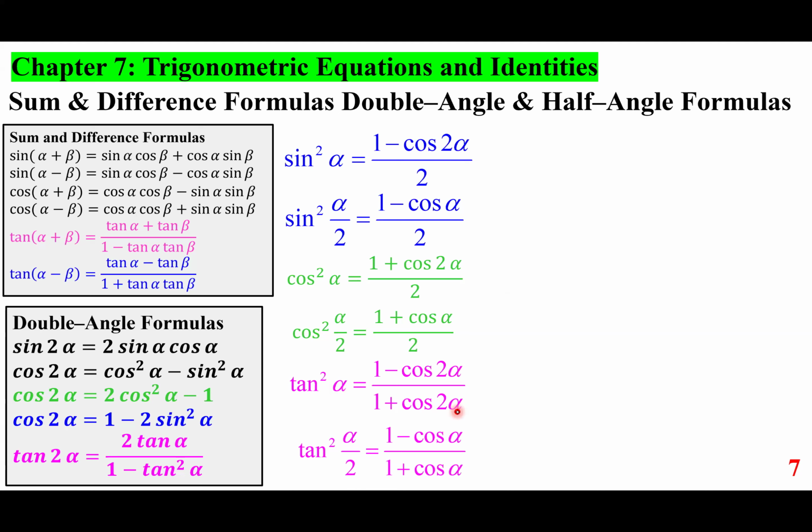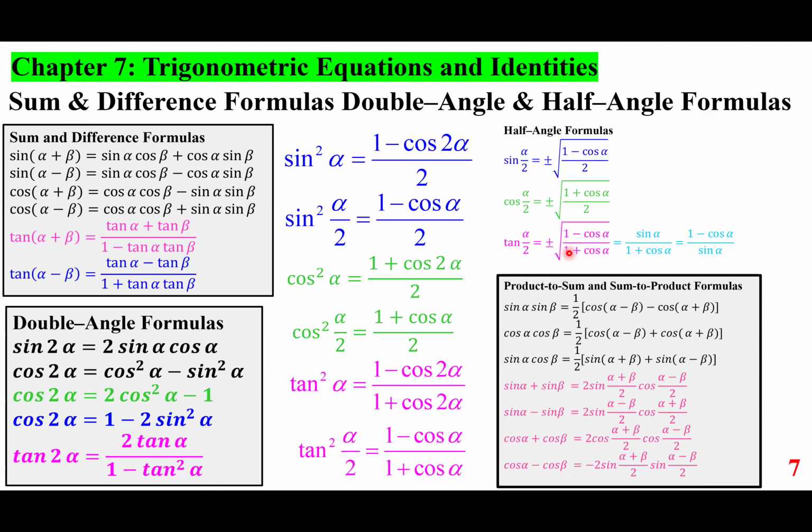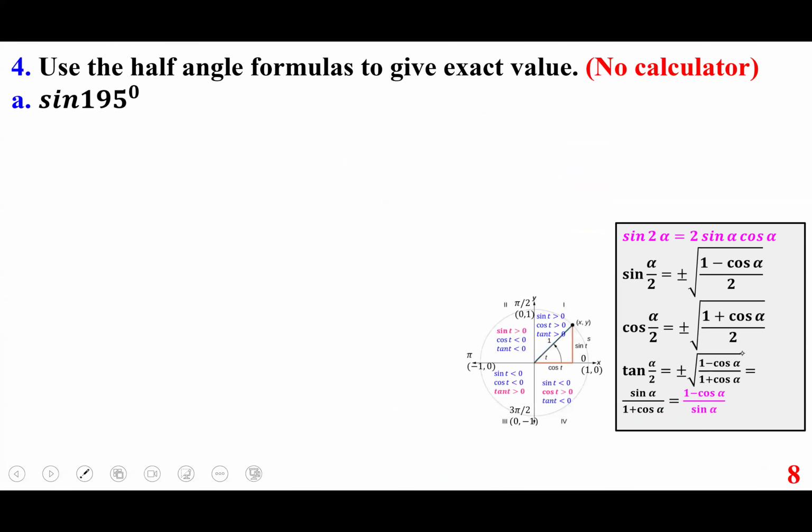And if you want to find sine of alpha over 2, cosine of alpha over 2, tan of alpha over 2, it's plus minus the square root. Now, how do you figure out the plus minus? You look at the quadrant and you make a decision. And tan has 2 more ways to calculate. This we covered briefly, so we don't have to worry about that at this point.